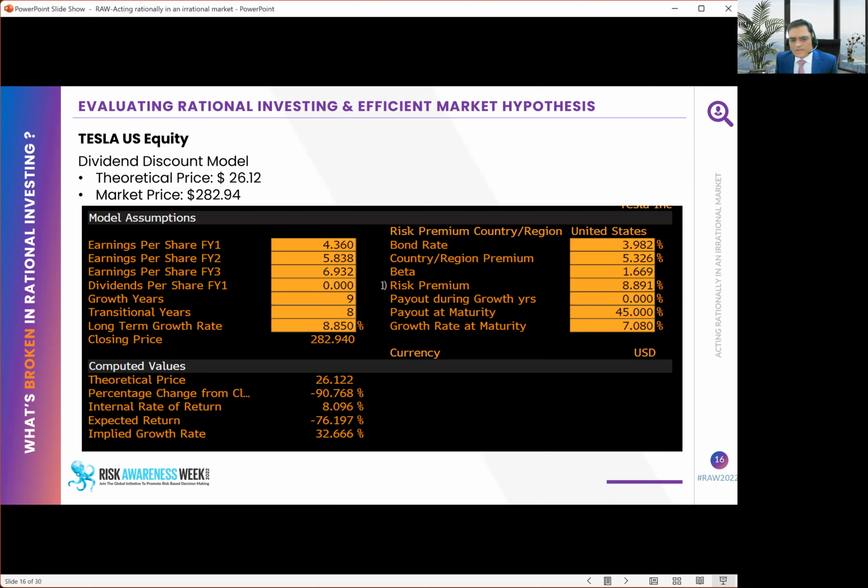So now we look at one more example of the efficient market hypothesis, which is the dividend discount model. What is striking about this example is the valuation which is thrown up. This model shows a theoretical value of $26, and yet the price is close to $283. That is a substantial difference. Again, that suggests the price is not moving in line necessarily with some of the fundamental analysis.